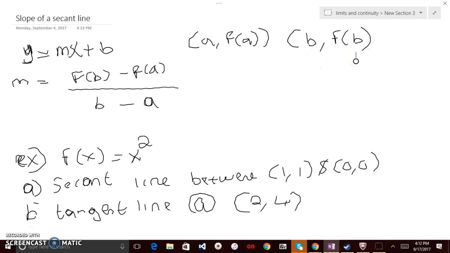That's one way you can tell whether you're dealing with a secant versus a tangent line. With a secant line, you're usually given 2 points on the graph that it touches, but a tangent line usually comes with 1 point.